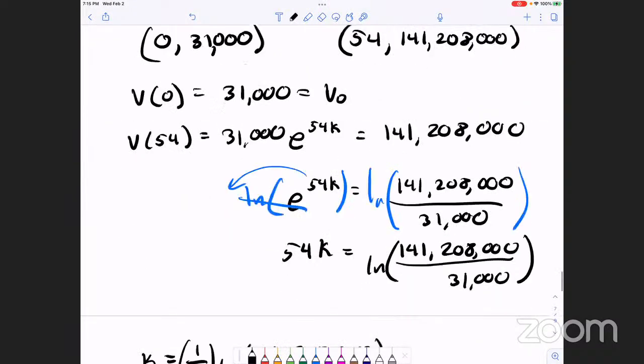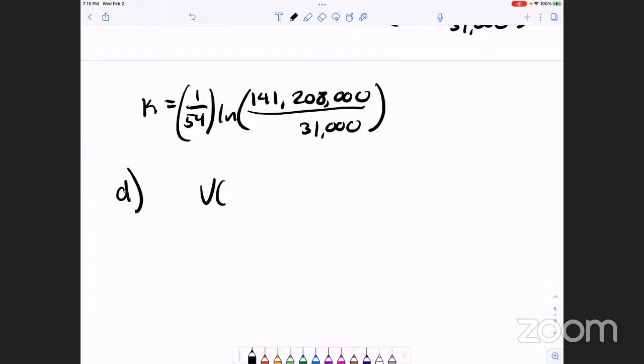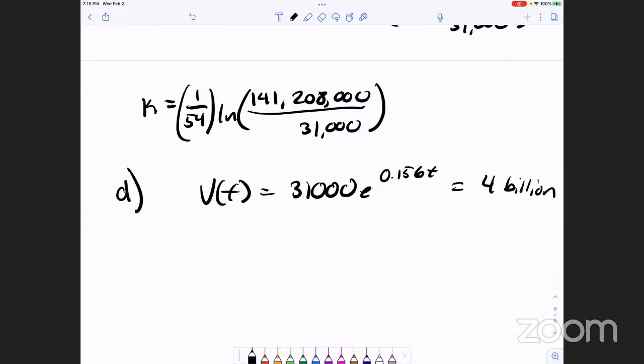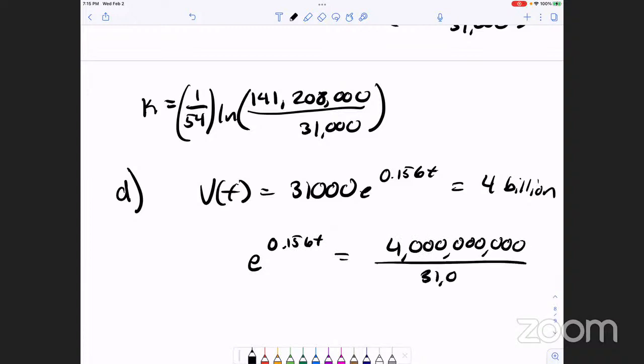We got, let's see, V of T equals 31,123 e to the 0.156 T. We want to know when that will be $4 billion, right? So I'm just going to set it equal to 4, and I just have to keep in mind that that's in terms of billions. Okay. So then if we want to solve for T here, let's just go ahead and do it. So then we get e to the 0.156 T equals 4 billion, that's 1,000 million, billion, divided by 31,000.